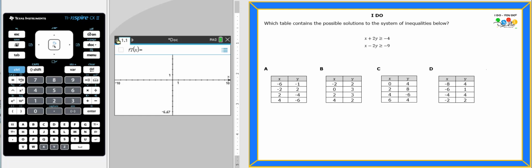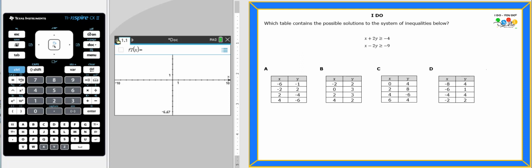Hello students, let's read the problem. It says, which table contains the possible solutions to the system of inequalities below? So we have a system, right? And we have answer choices, but the answer choices are actually ordered pairs. I know there's a question that we did earlier where one ordered pair was given to you.